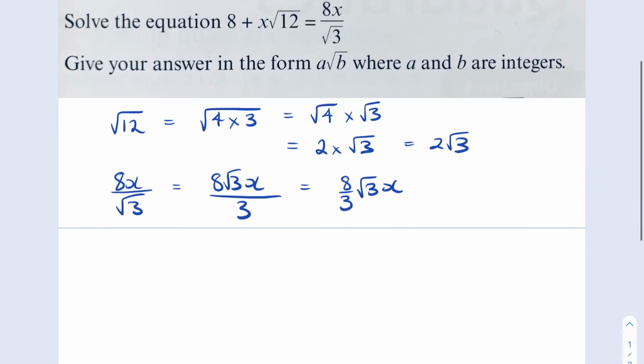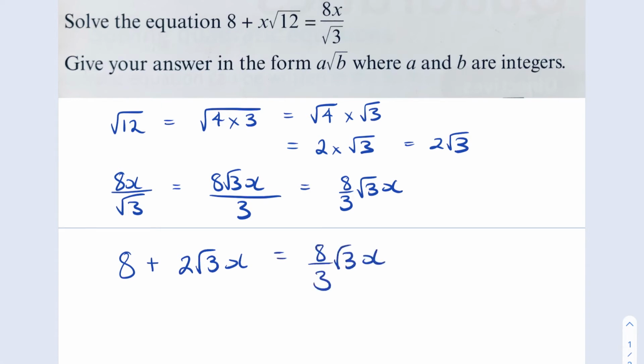And then I can put these two terms into the equation. So the equation becomes 8 plus 2 root 3x instead of root 12 being multiplied by x. And that equals 8/3 root 3x. So I still have two x terms, one on either side of the equation, but I have dealt with the surds in the equation so far.